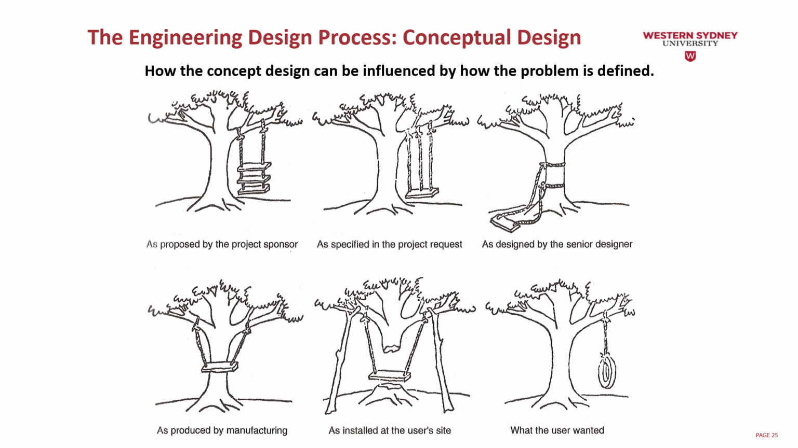Coming to the second row, the first one from the left is as produced by the manufacturing. The one in the middle is as installed at the user site. And finally, what the user actually wanted. So if you would like to follow the steps, we should start from the last one, what the user actually wanted. So we are going to avoid all the complications we would have if we went in the wrong direction.